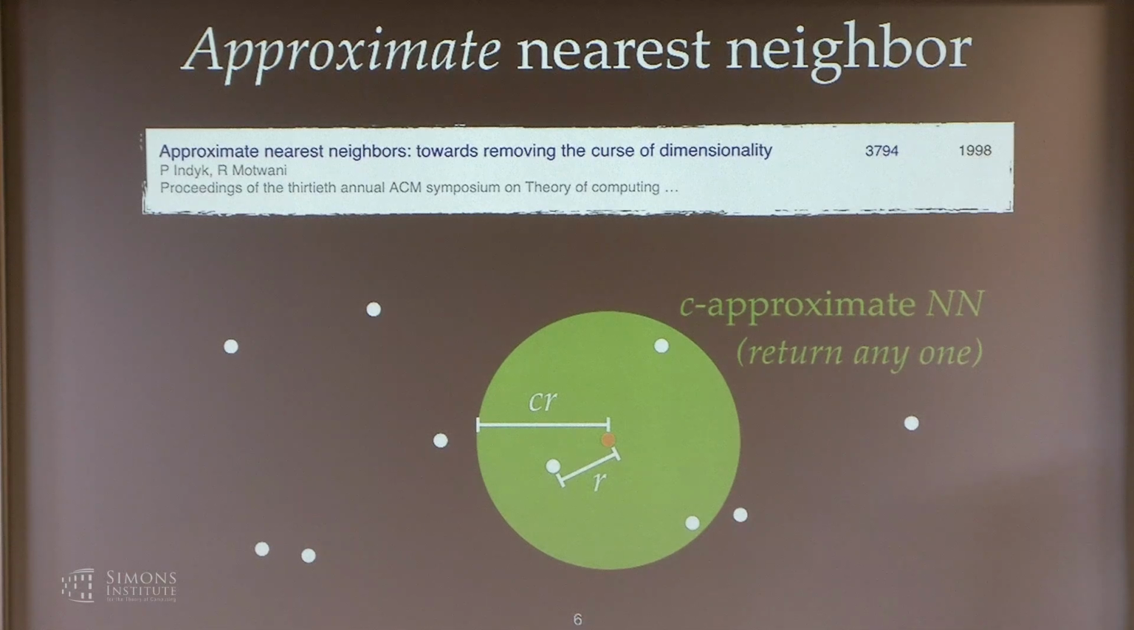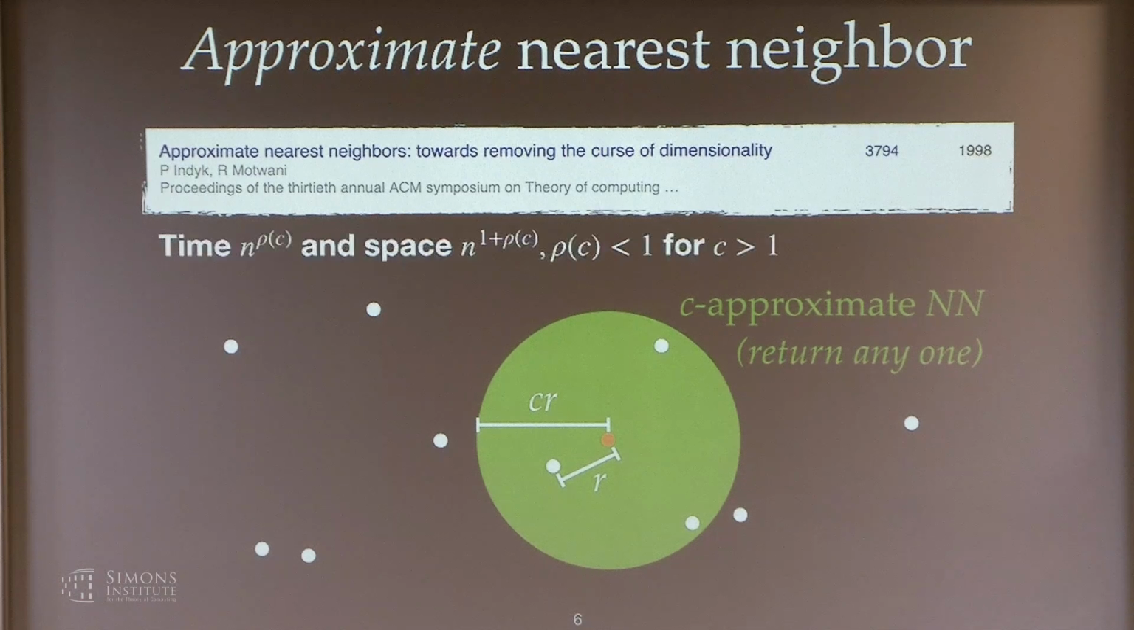So this is c-approximate nearest neighbor, and the point is, like Alex also said, in this setting, as soon as c is larger than 1, then you can get sublinear query time, n to the rho of c, where rho of c is some number less than 1 that depends on c. There's been a lot of work trying to get the best possible rho values for different spaces, but I'm not going to go into that.